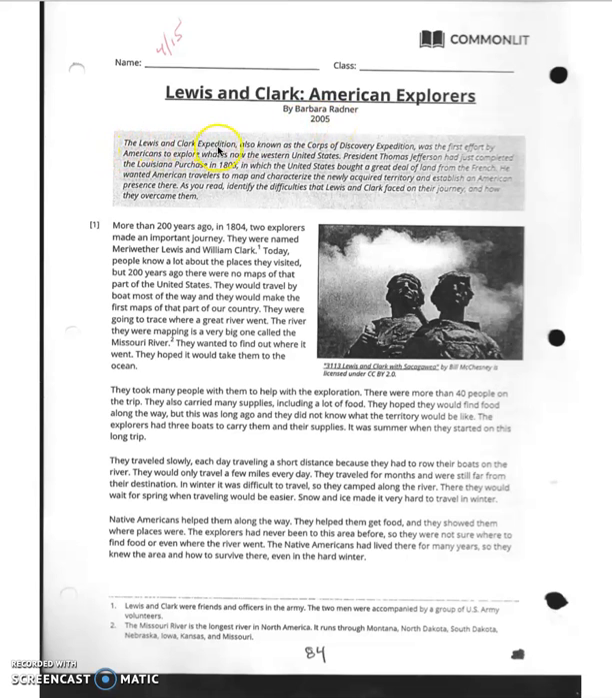The Lewis and Clark Expedition, also known as the Corps of Discovery Expedition, was the first effort by Americans to explore what is now the western United States. President Thomas Jefferson had just completed the Louisiana Purchase in 1803, in which the United States bought a great deal of land from the French. He wanted American travelers to map and characterize the newly acquired territory and establish an American presence there.